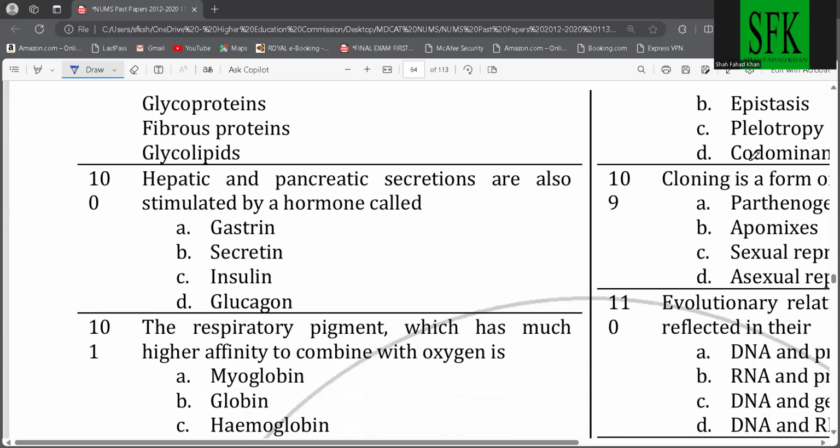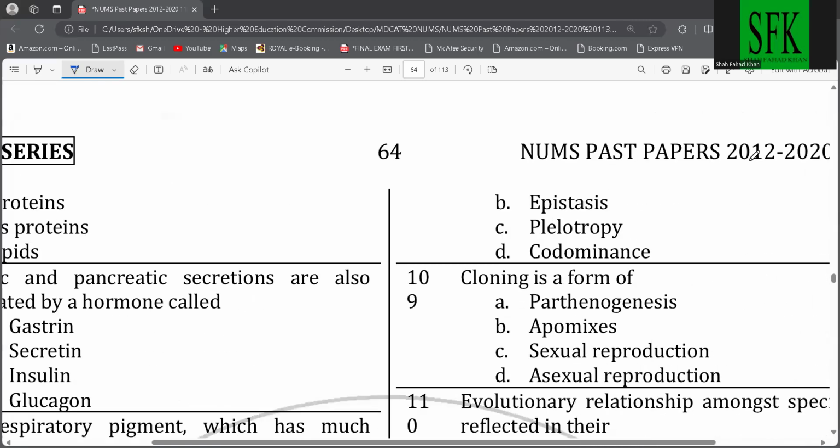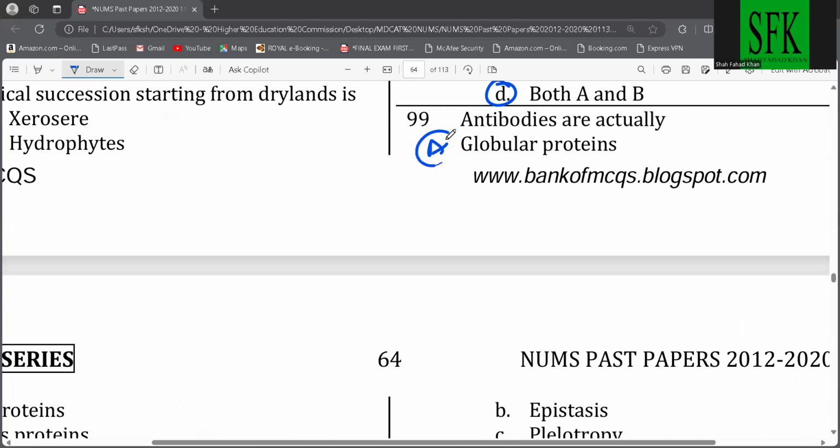Antibodies are globulins, so globular proteins. This A is correct, okay, because antibodies are also known as immunoglobulins.